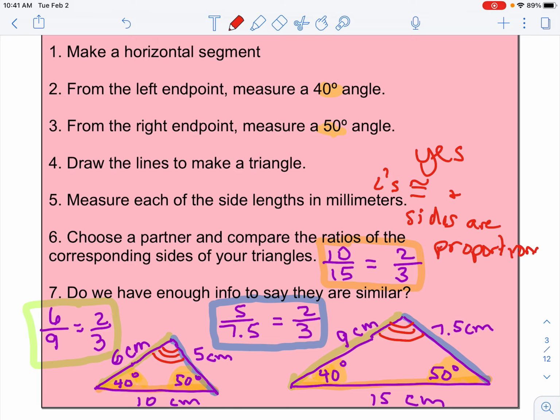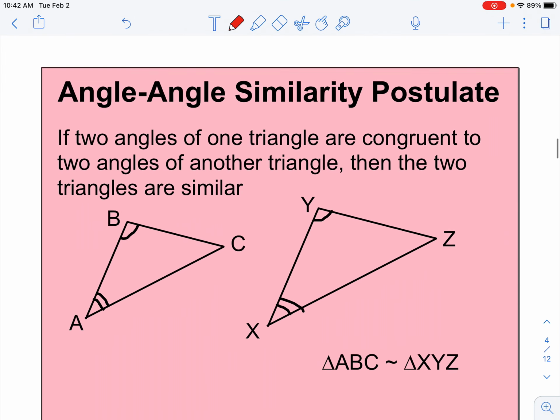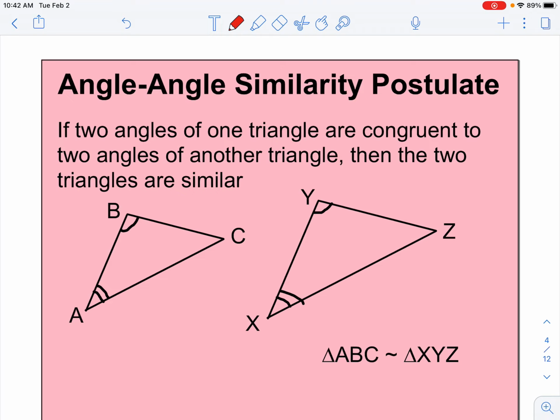So it turns out that just like with congruent triangles, and I should just back up for a minute, in congruent triangles there were shortcuts to proving two triangles were congruent. Well, there are also shortcuts to proving two triangles are similar. And here is the first way, and that is the angle-angle similarity postulate.